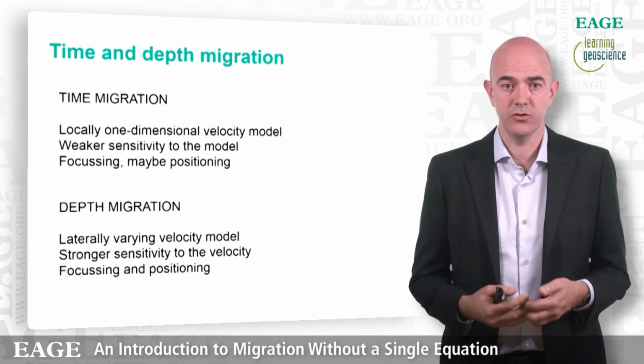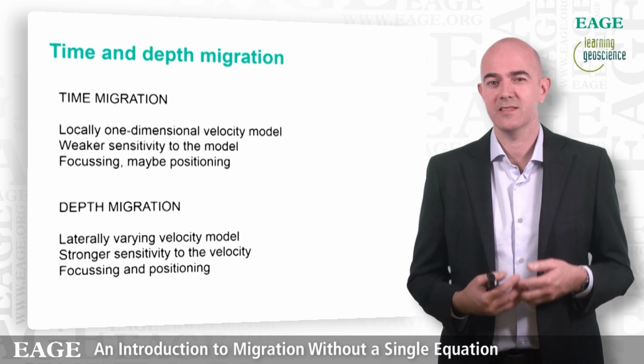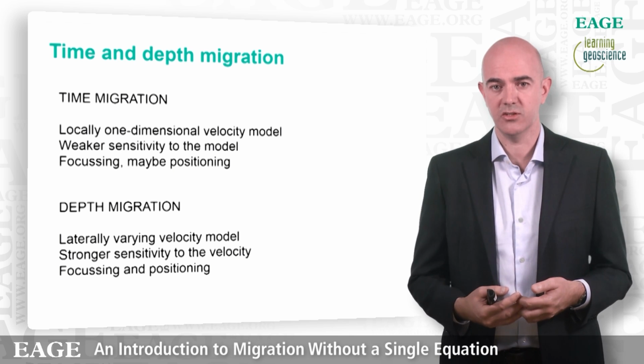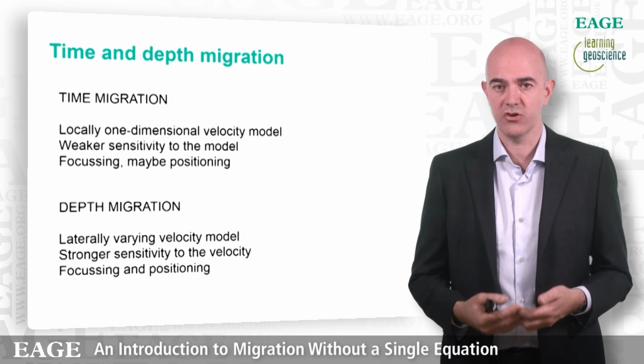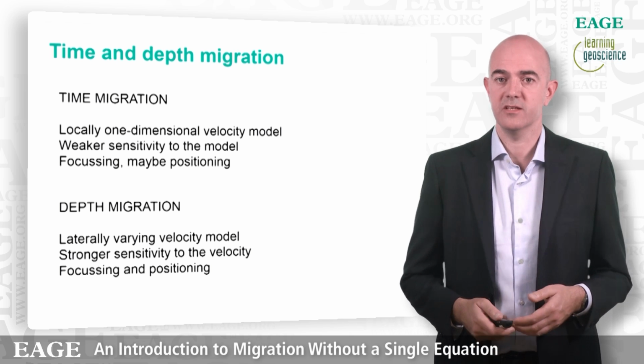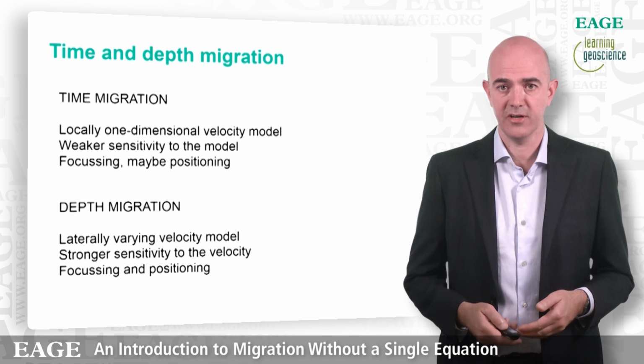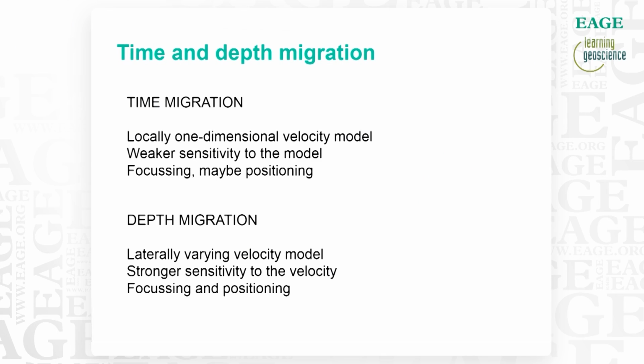The depth migration uses a laterally varying velocity model, and it has a much stronger sensitivity to the velocity model. The image is strongly related to the velocity. It is less robust, but it is the only method that can solve these complex velocity structures.